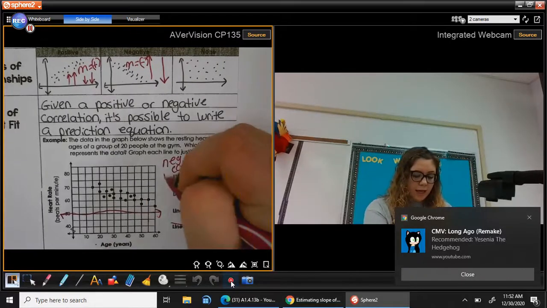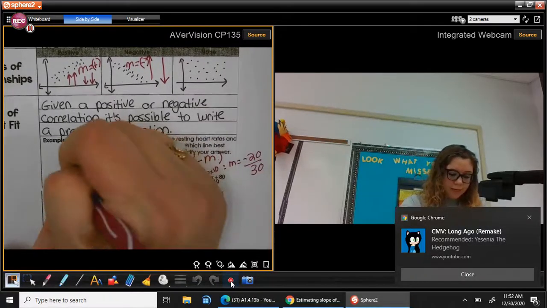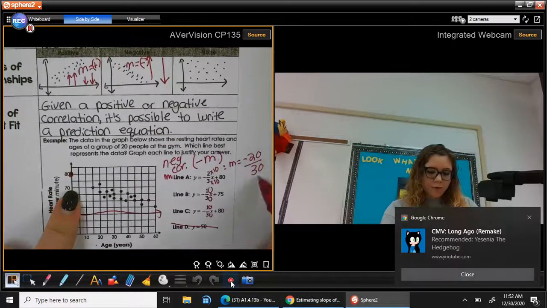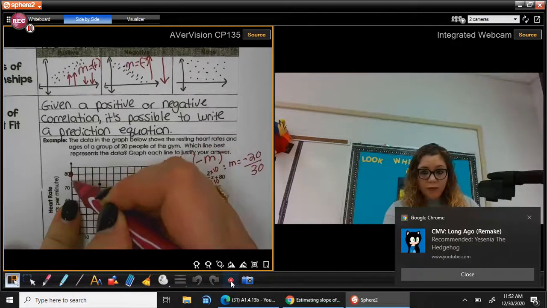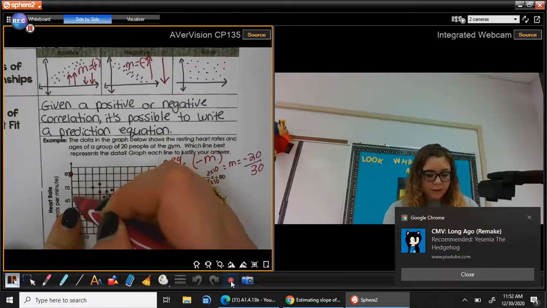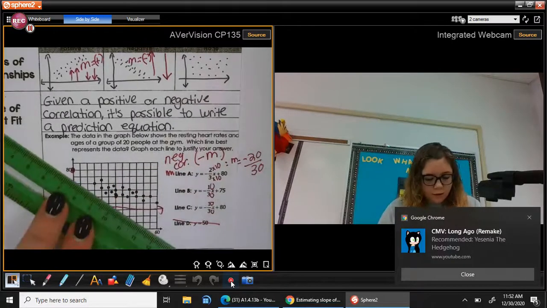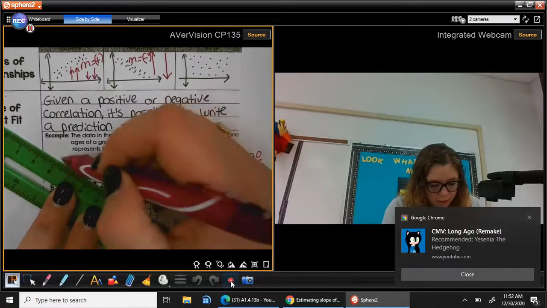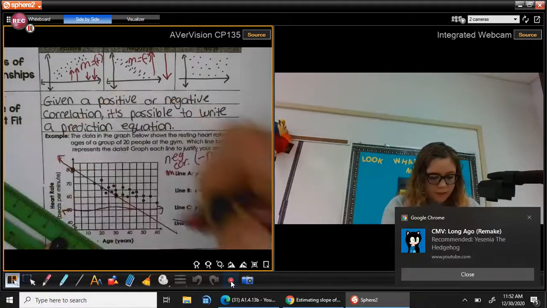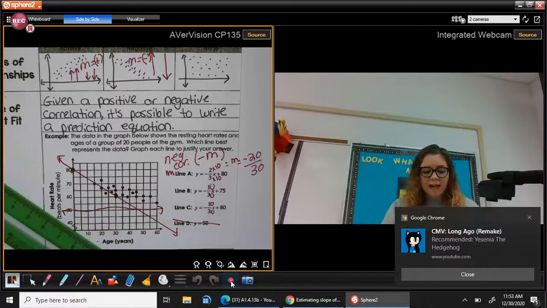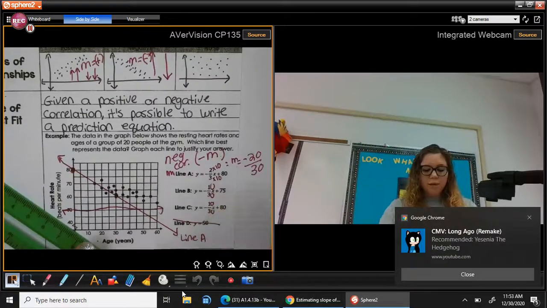So let's do line A. My y-intercept, and then my slope is negative 20 over 30. So make sure you count by fives: 5, 10, 15, 20 down, over 30, which is right here. I'm going to graph each one and see which one fits the best. This one kind of goes below because you want it in the middle. You can see how most of the points are above that line, so that is not the best line to use. So we're going to keep on looking.